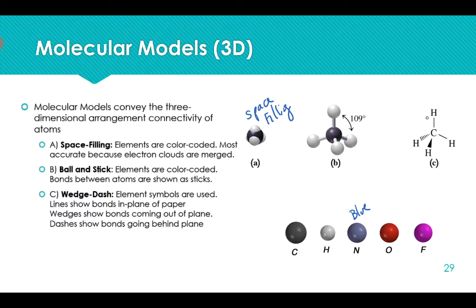In this wedge dash feature drawing, the opaque wedge here means it's coming out at you, coming out of the plane of the board, and the dashed wedge means it's going behind the board. And then in the plane of the paper is the regular straight line.